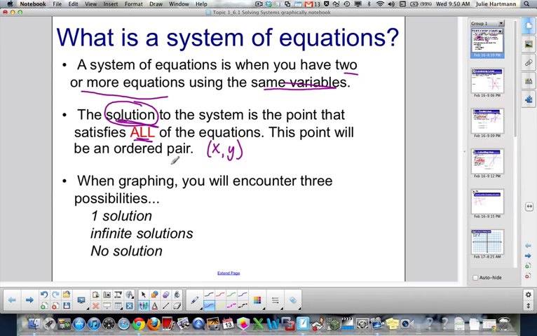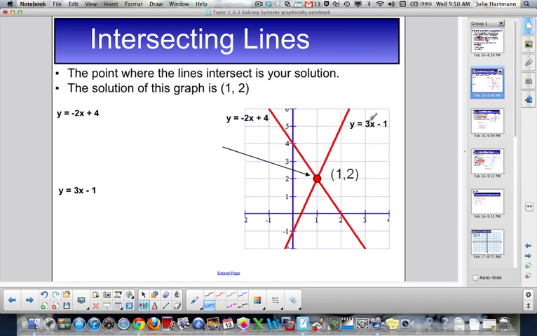a y. When graphing, you will encounter three possibilities: one solution, an infinite number of solutions, and no solution. In the next slides, I'm going to tell you what each of those is. So, when you have one solution, that is the point where the lines intersect.